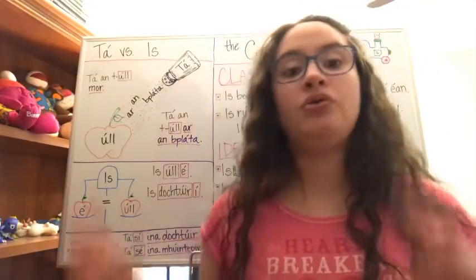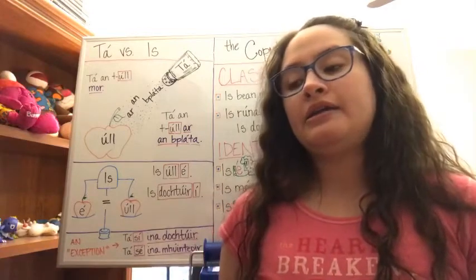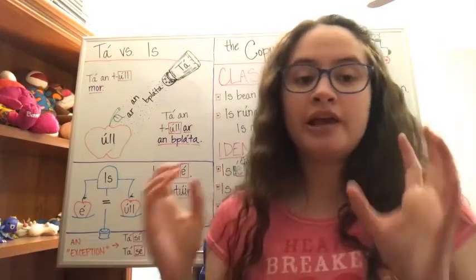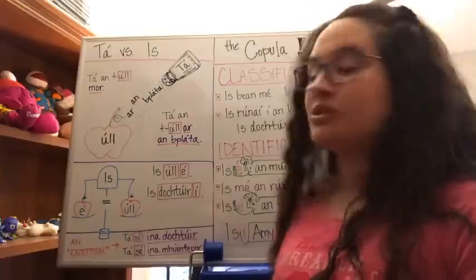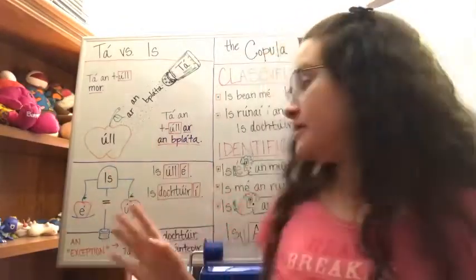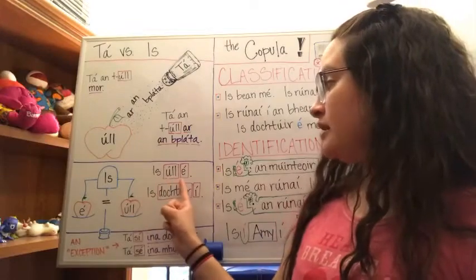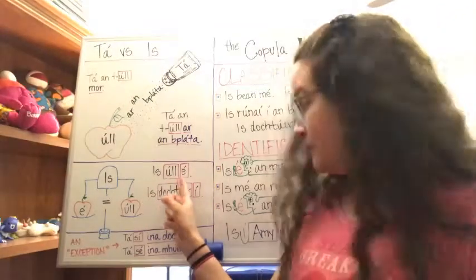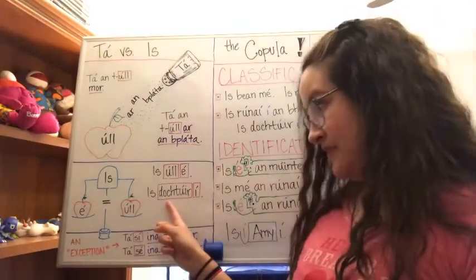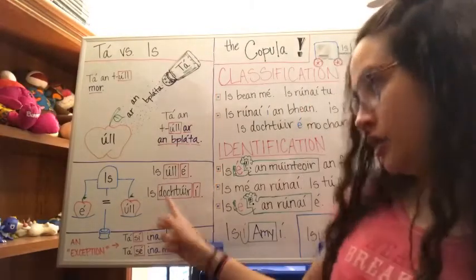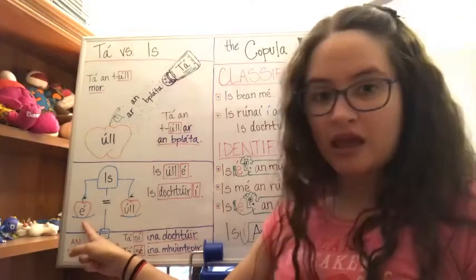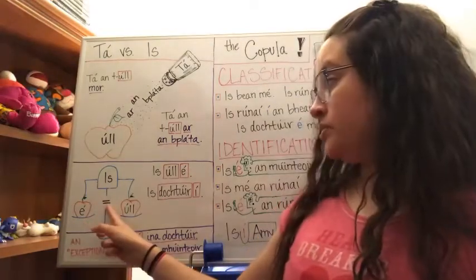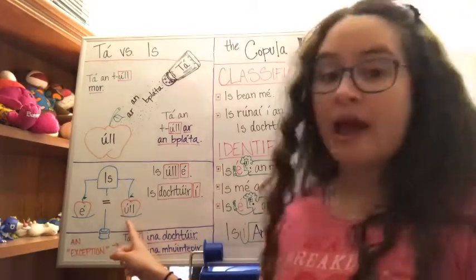What is is? Is is called the copula, and it is used to link the subject and the predicate as equals. Something equals something. Something is something. Is úll é, it is an apple. Is dochtúir í, she is a doctor. With this example, is úll é, it equals an apple.